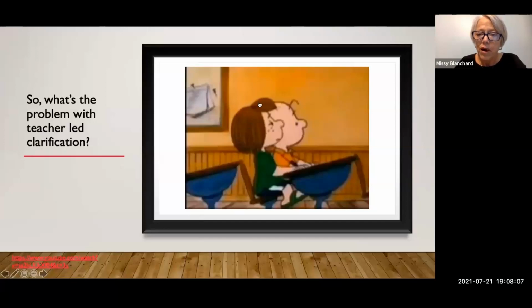Okay, so what's the problem with this teacher-centered clarification? Let me see if I can get Charlie Brown to work for us. So I think you all are probably familiar with the sound of the Charlie Brown teacher voice.